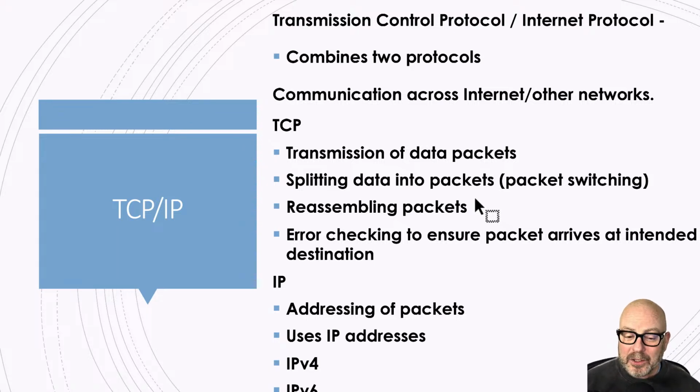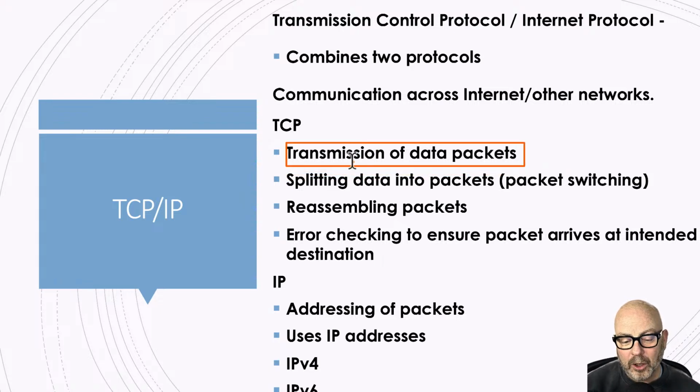Right, Transmission Control Protocol, Internet Protocol. These two sets of rules work together to transmit data across the internet. So let me tell you a story about how that happens. This is how, for example, you are sending any kind of data across the internet. The first thing is that TCP, Transmission Control Protocol, is to do with the transmission of data packets.